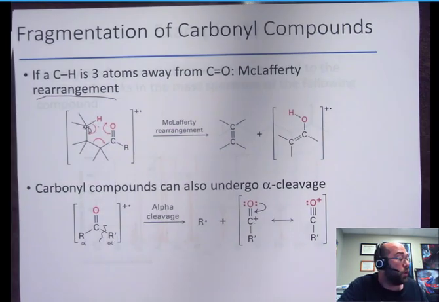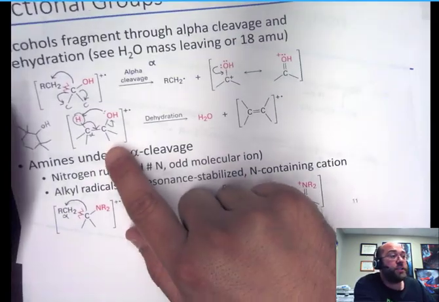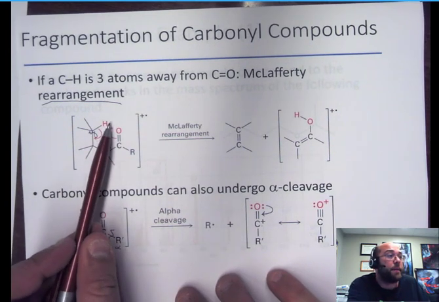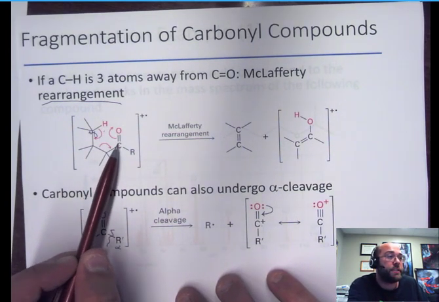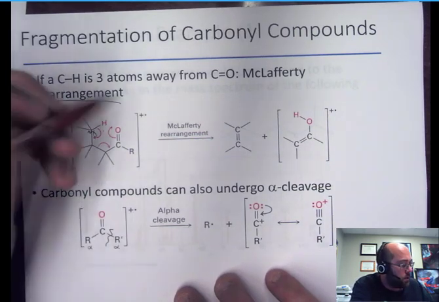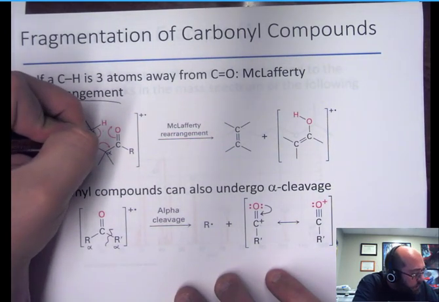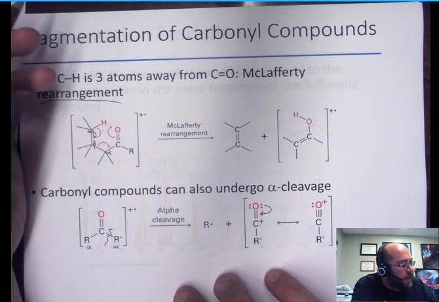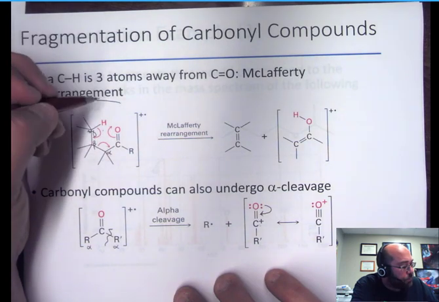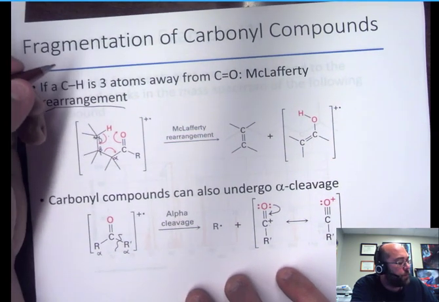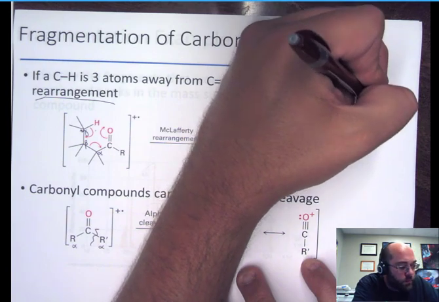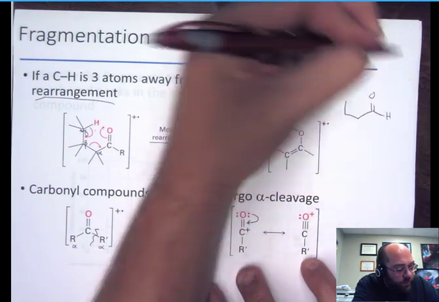Like I said before, for the dehydrations, you have to have alpha hydrogens. For the McLaffertys, you've got to have gamma hydrogens. So look at the carbon 3 steps away: 1, 2, 3. That's the alpha carbon, that's the beta carbon, gamma carbon. So you've got to have gamma hydrogens. And in essence, I don't really like how this does it. Let me just redraw it. I'm going to give you a specific example like this.